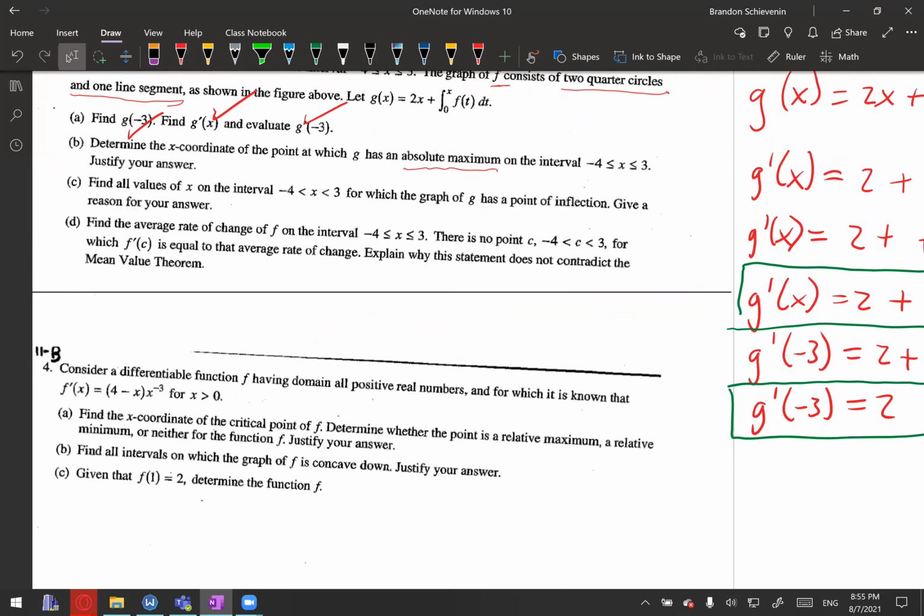Last one. I want to find the average rate of change of f from -4 to 3. There is no point where f prime is equal to that slope, and I want to explain why that doesn't contradict the mean value theorem. Okay, I'm going to start with NB. I need to find the average rate of change from -4 to 3 of f. How would I find the average rate of change from x equals -4 to x equals 3?